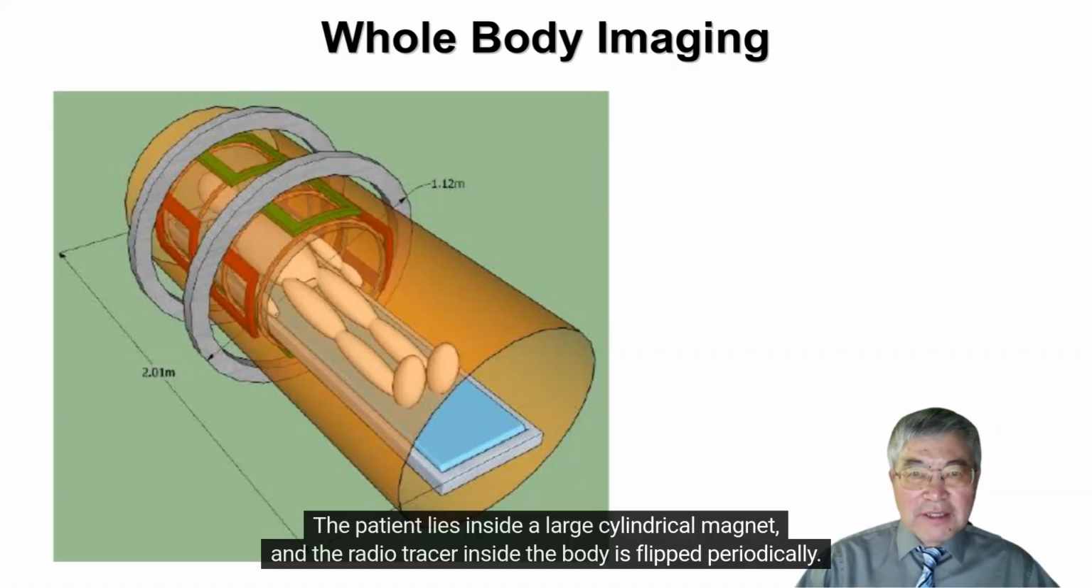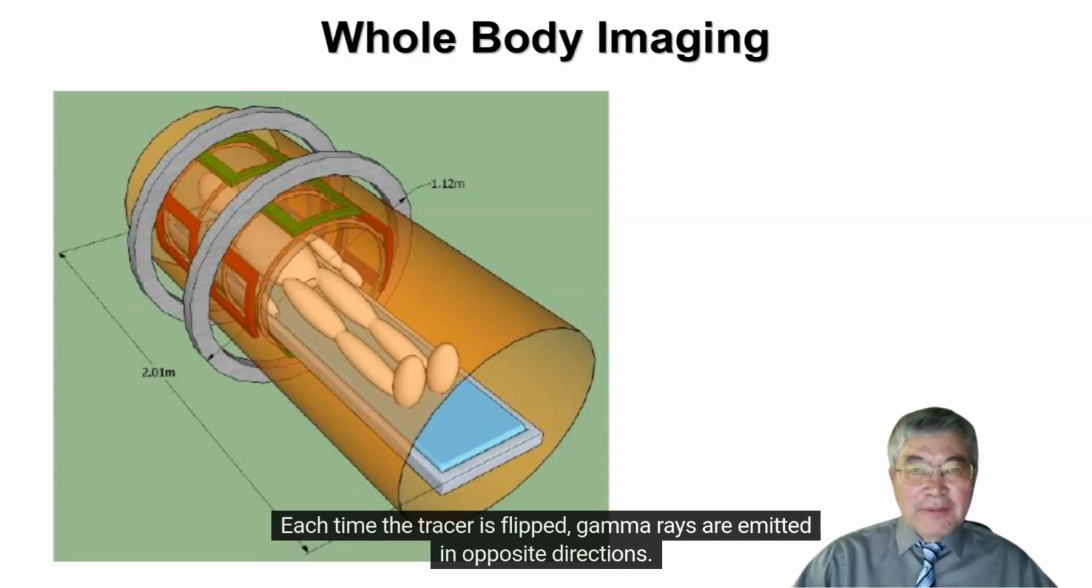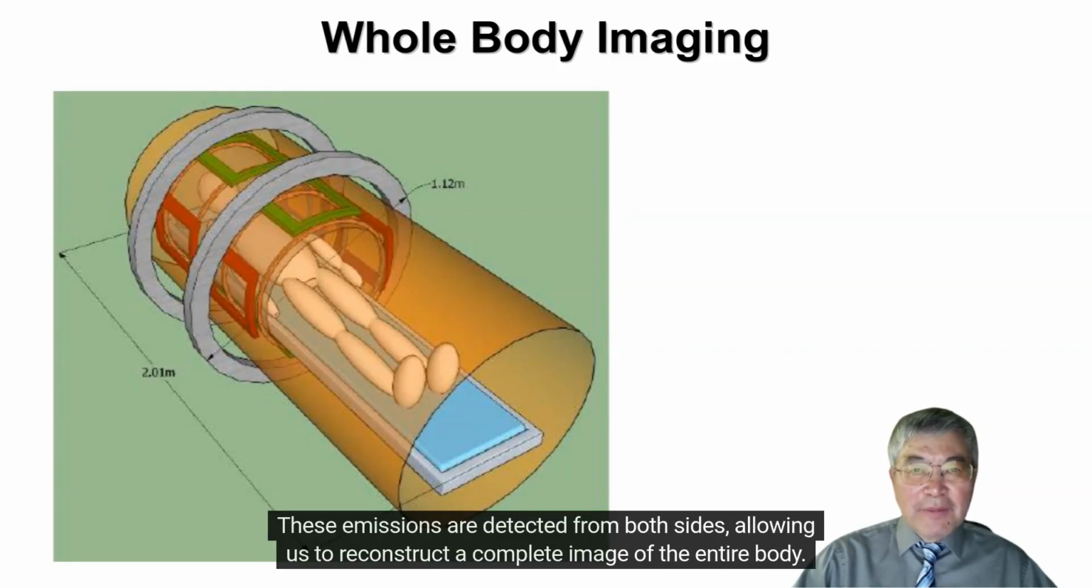Here, you see a concept for whole-body imaging. The patient lies inside a large cylindrical magnet, and the radio tracer inside the body is flipped periodically. Each time the tracer is flipped, gamma rays are emitted in opposite directions. These emissions are detected from both sides, allowing us to reconstruct a complete image of the entire body.